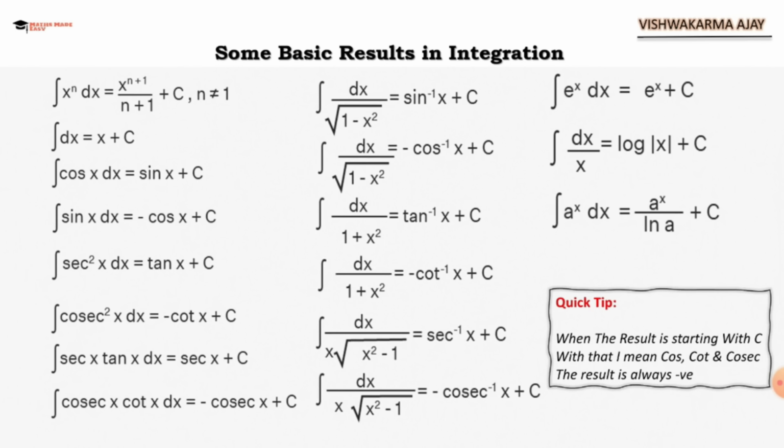By the way, here are some basic results in integration which you can take a screenshot of if you want. Here is a quick tip. When the result starts with C, by that I mean cos, cot and cosec, the result is always negative. Many of you might not know about this. Sin, the result is cos. Similarly, cosec is minus cot. Anywhere you see a result starting with cos, cot, cosec, it's always negative. So just keep this in mind, it is going to be very helpful if somebody forgets the signs.